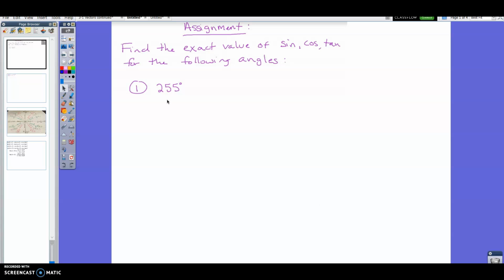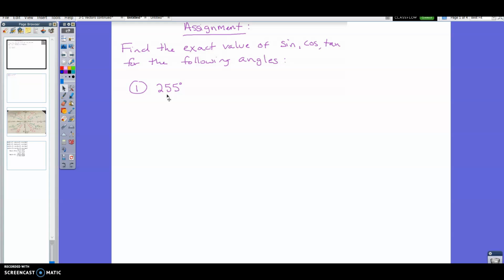Okay, so what we're being asked to do on this assignment is to find the exact value of the sine, cosine, and tangent for the following angles. So the first one we're given 255 degrees. This is not on our unit circle, so we're going to have to use the sum or difference formulas in order to help us find it.